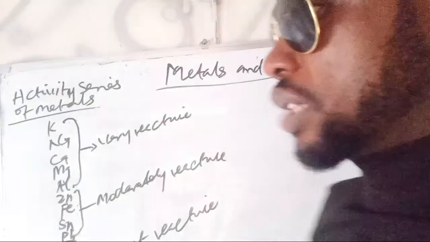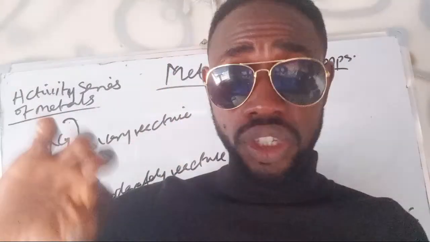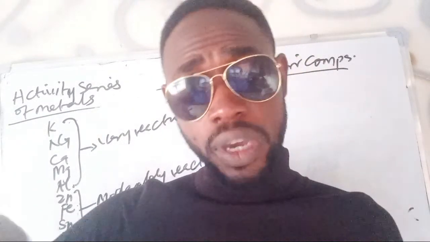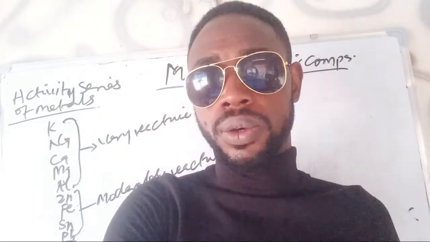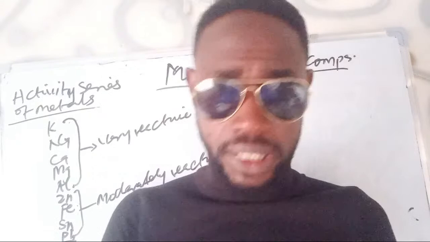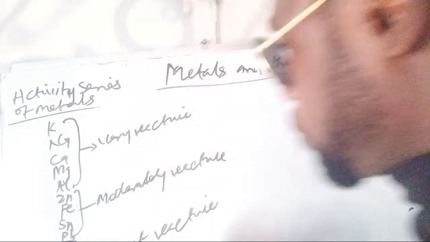Okay, and when you come to the earth's crust, of course, we know oxygen, which is a non-metal, is the most abundant, followed by silicon, which is still a non-metal. But the next ones should be aluminium, iron. So you see that metals also occupy a reasonable percent of the earth's crust. Is that clear? Okay. So I've made mention of it.